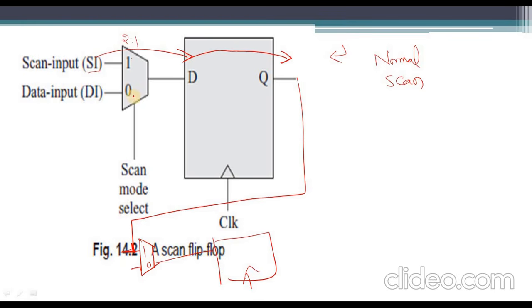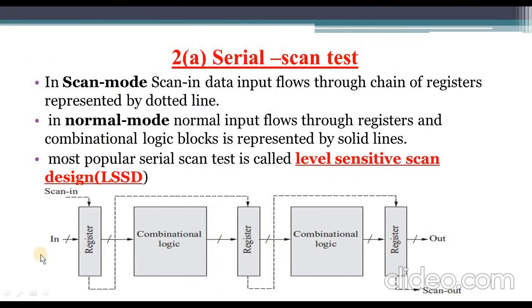In case of a logic 0, the data input will initially go to the input of the flip-flop. Again it will go to the output of this particular scan flip-flop. In this way this scan flip-flop is going to work. After that, serial scan test. Initially I had said the scan test has another classification: serial, parallel and boundary.